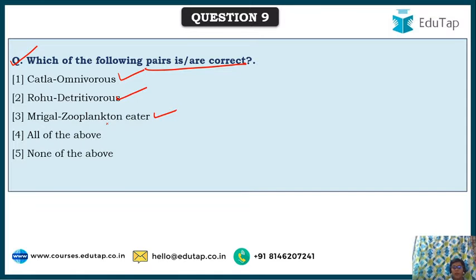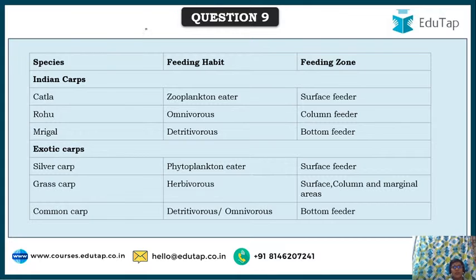Yes, Om, you are right. It is none of the above. All these are incorrect. As you can see, these are the major species of carps that are reared in India. One is Indian carps, which include Katla, Rohu and Mrigal, and exotic carps, which include silver carp, grass carp and common carp. And you can expect that if fisheries is there, at least this is very important.